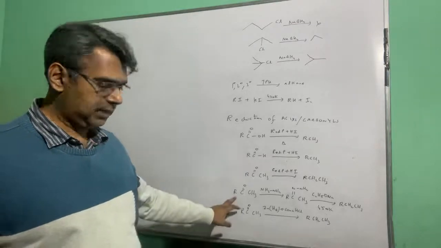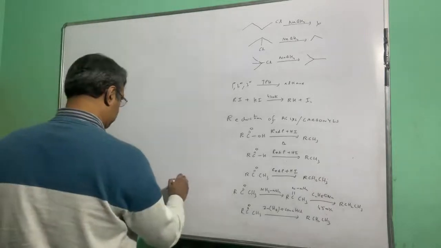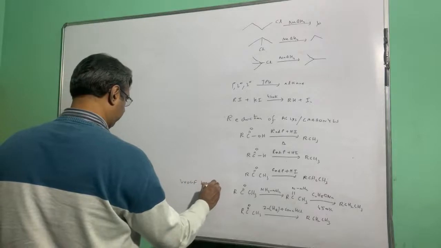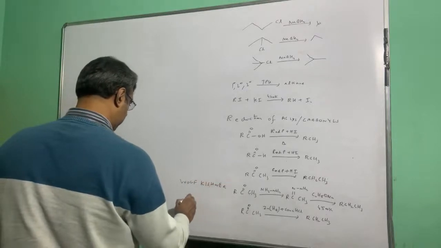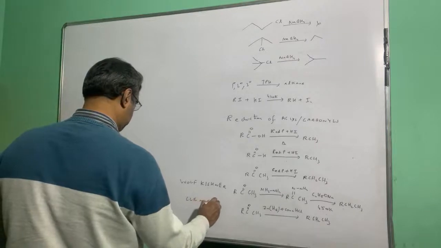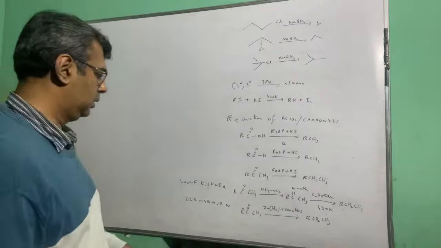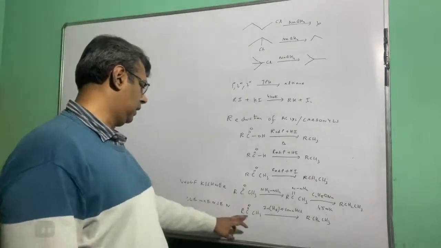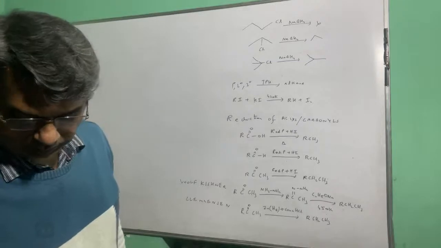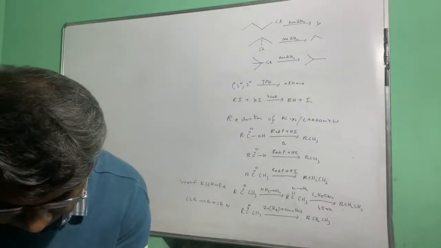So these are the reactions for getting alkane by reduction. By the way, the second last one and the last one have a name. The second last one is called Wolff-Kishner and the last one is called Clemmensen. So these are the reactions.